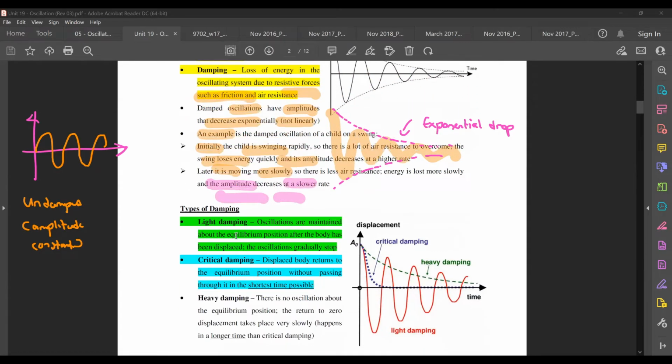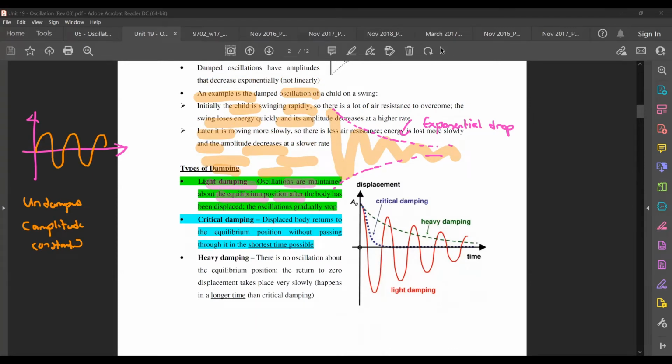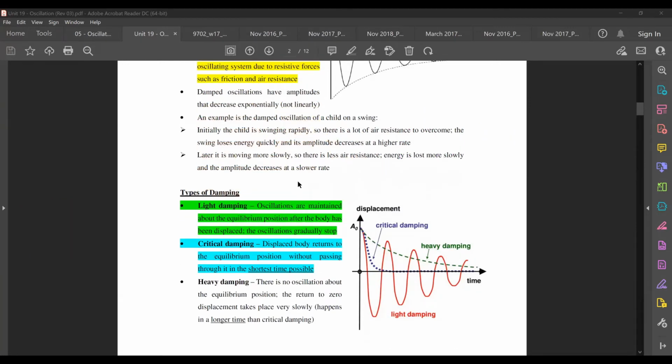Now, the one that we really want to talk about is the types of damping. There are actually 3 types of damping that you need to know. The first one is called light damping. For light damping, oscillations are always maintained about the equilibrium position after your body has been displaced. That is this red colored line here. Light damping specifically still would have oscillation as the amplitude gradually drops.